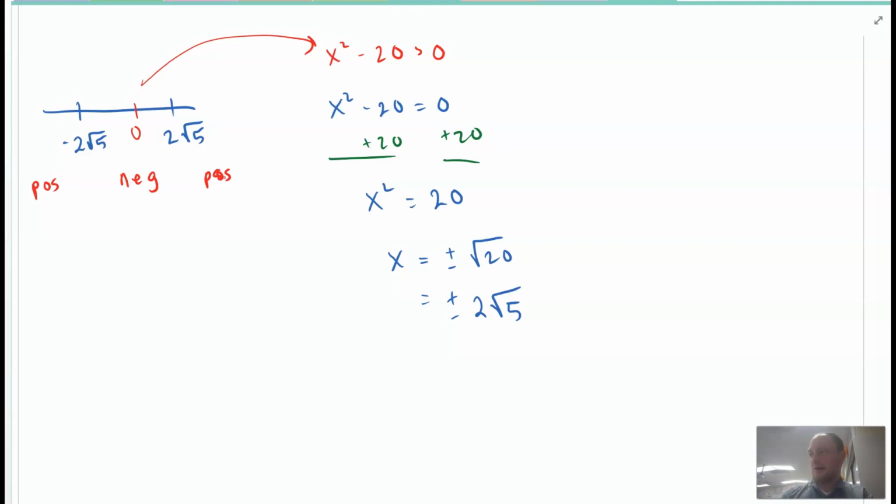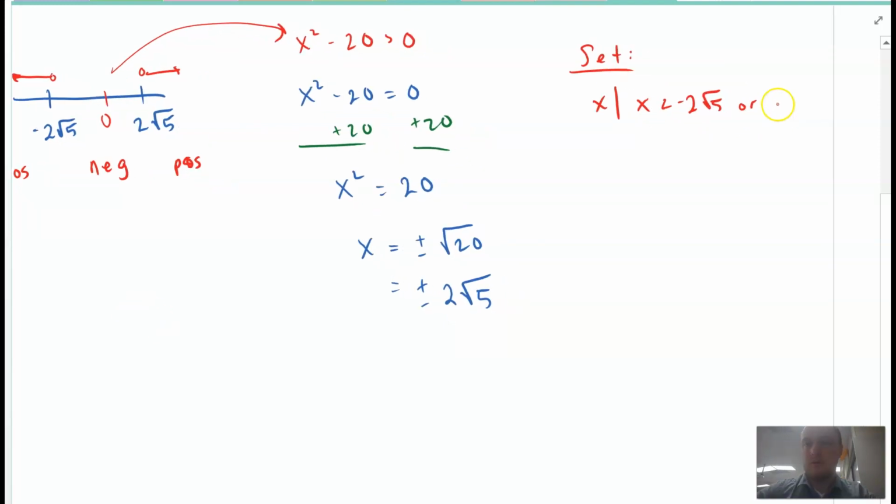Okay, so sorry, I'm looking at my notes. Set. Right, and think about it like this. Okay, so x values such that x is less than negative 2 root 5, or x is greater than positive 2 root 5. Okay, so that's our set notation.